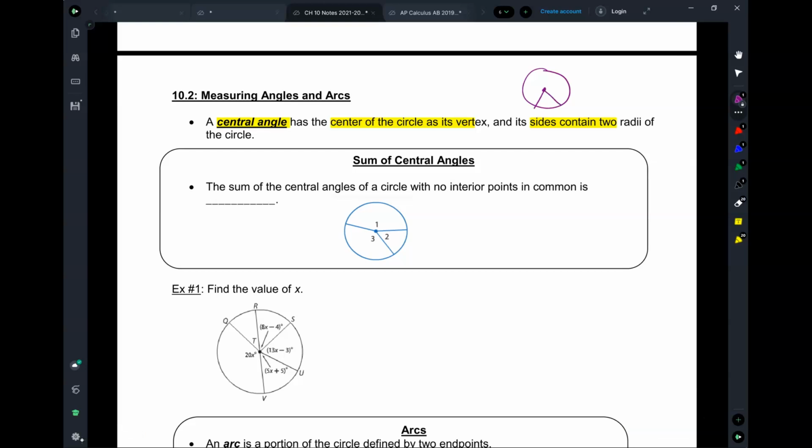Now the sum of the central angles in a circle with no interior points in common is 360 degrees. So for example, take a look at angle 1 and angle 2 and angle 3. If I add up the measure of angle 1 plus the measure of angle 2 plus the measure of angle 3, that all adds up to 360 degrees. And remember, there can't be any interior points in common, meaning the angles can't be overlapping. They're just distinct angles.